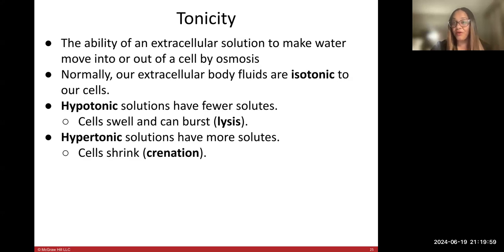This happens a lot with salt. Salt sucks. Salt will suck water out of anything you put it in, anything you put it on. If you put salt on a snail, the snail dies because it sucks all the water out of that snail.